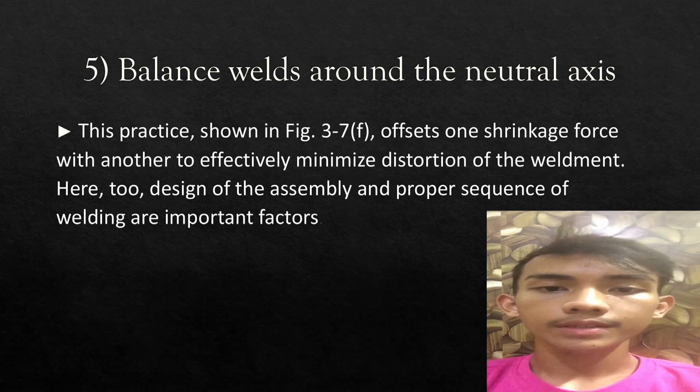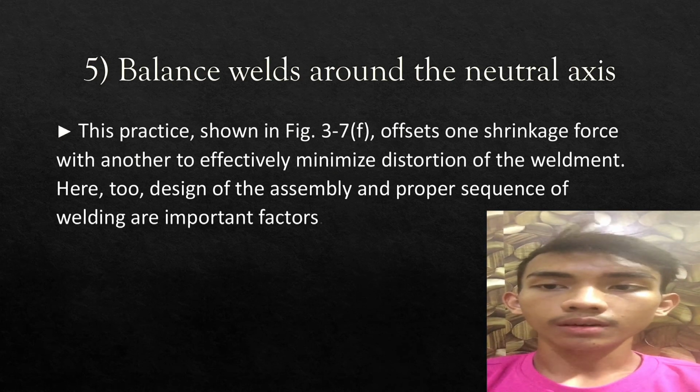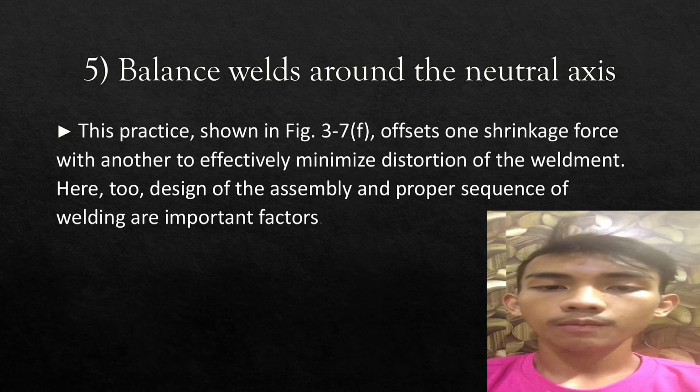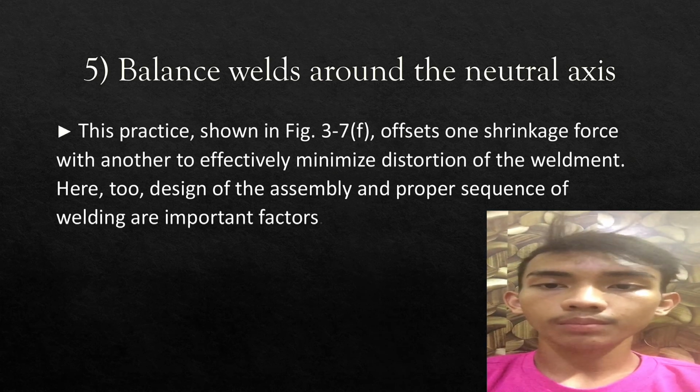Number 5 is balance welds around the neutral axis. This practice, shown in figure 3-7f, offsets one shrinkage force with another to effectively minimize distortion of the weldment. Here too, design of the assembly and proper sequence of welding are important factors.